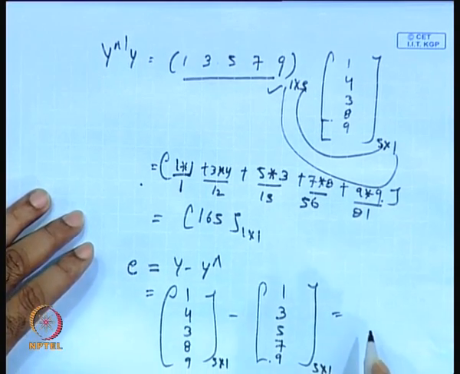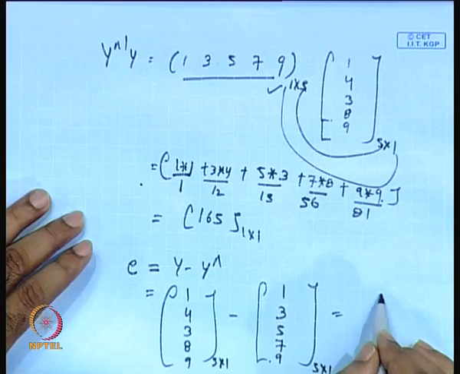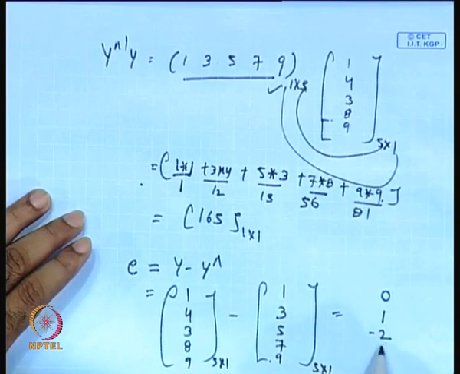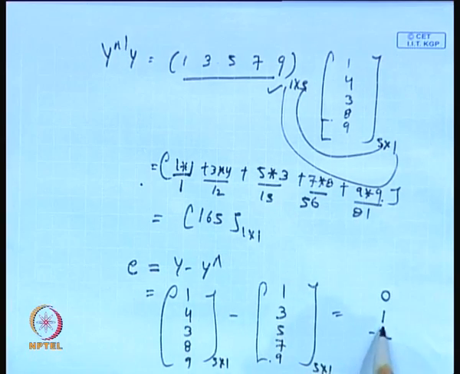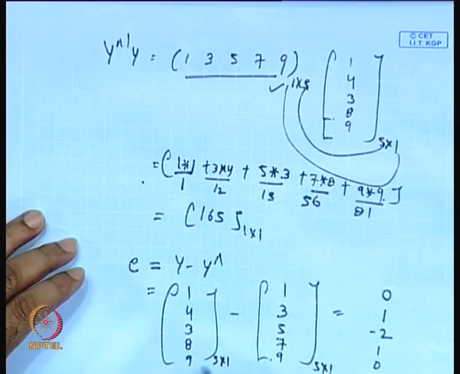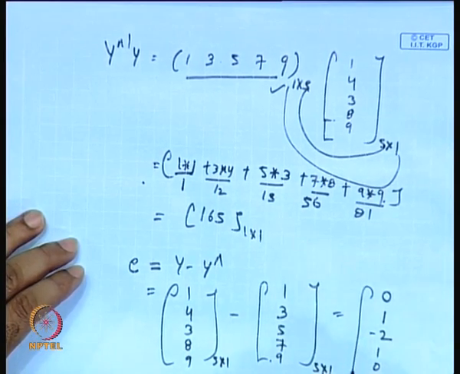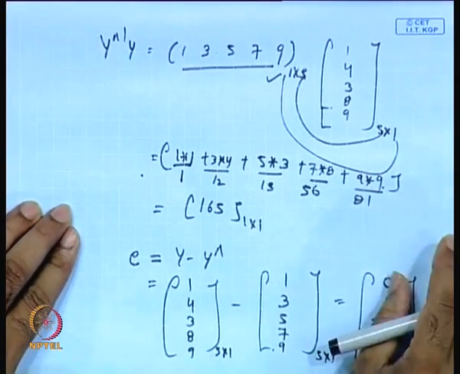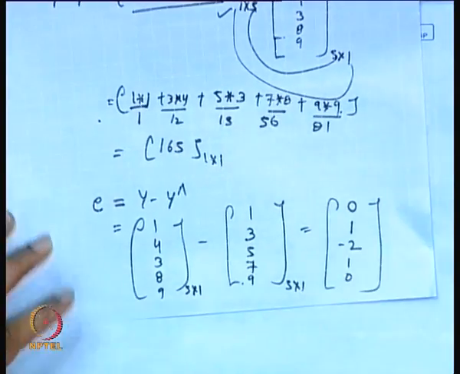So we will get e, the error, as 0 1 minus 2 1 0, because 1 minus 1 is 0, 4 minus 3 is 1, 3 minus 5 is minus 2, 8 minus 7 is 1, then 9 minus 9 is 0. So this is the e component.